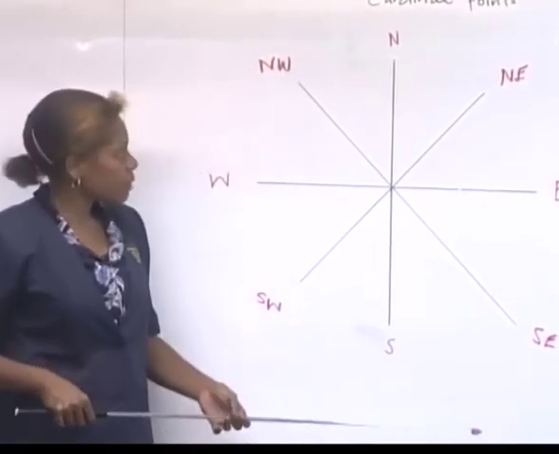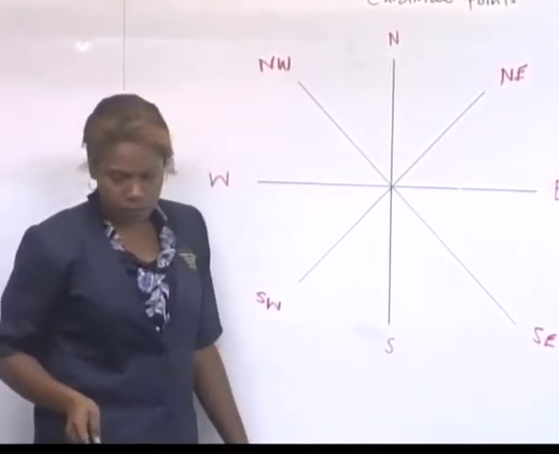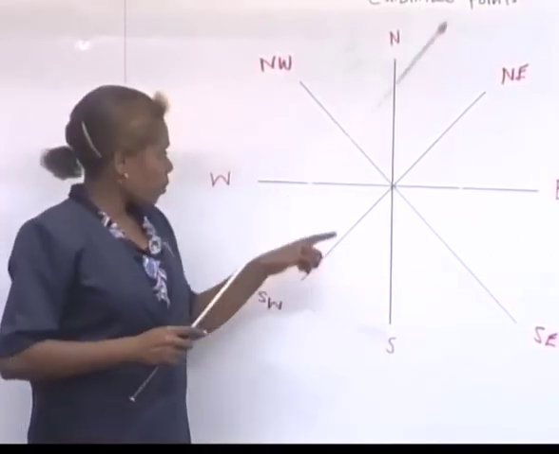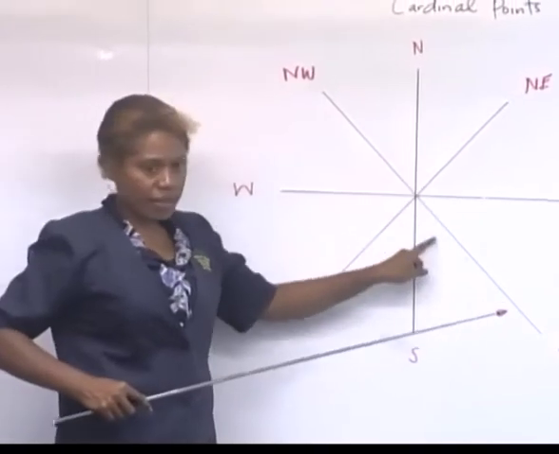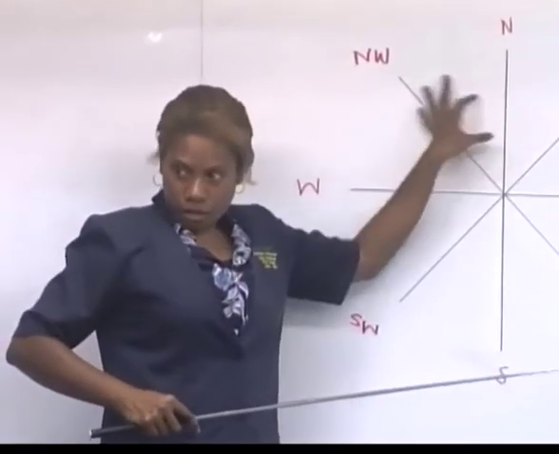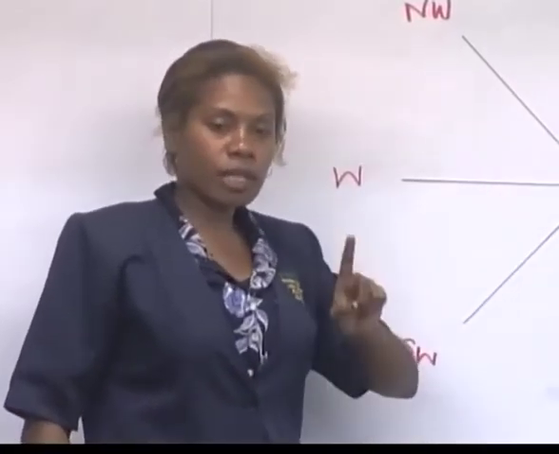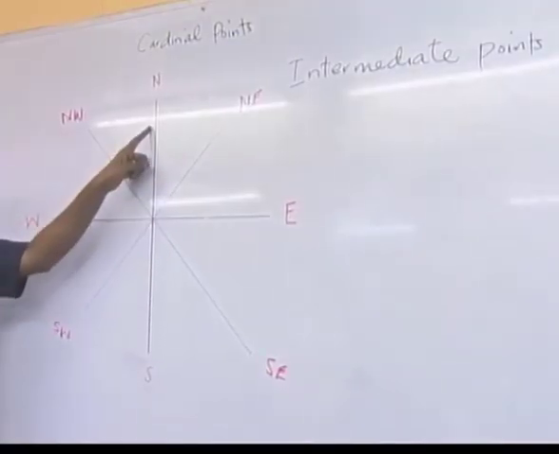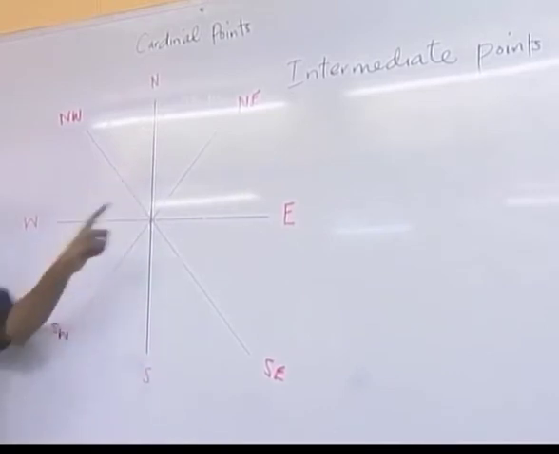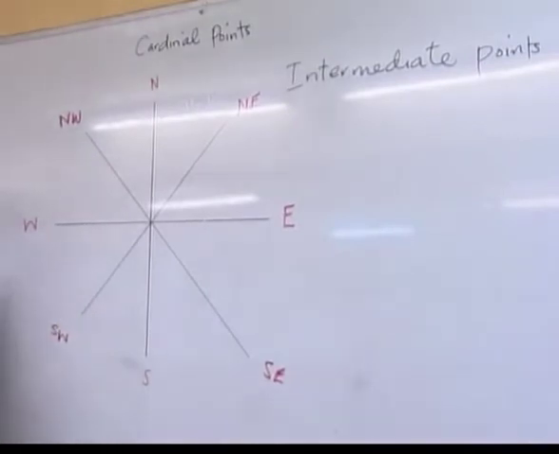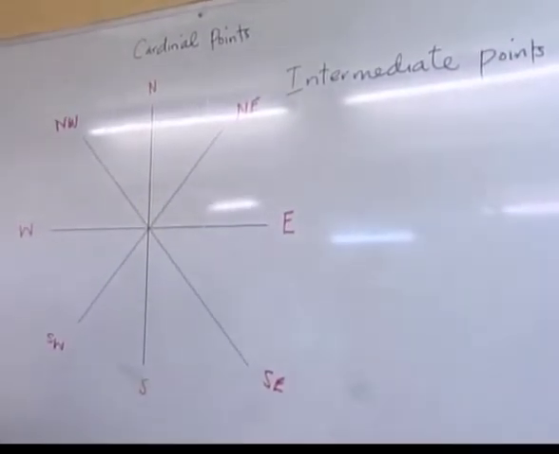Now, 8Cs, can you just copy this one down quickly? Just copy down the directions, the main points. Use a ruler, please. Get the north, south, west, east, and the intermediate points into your exercise books. I'll just give you 3 minutes. Can you copy this one down?